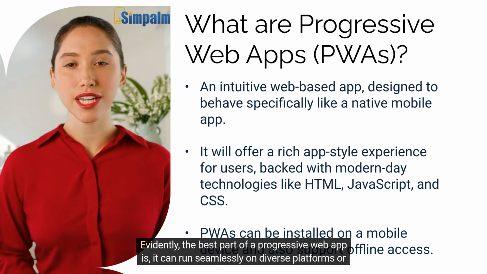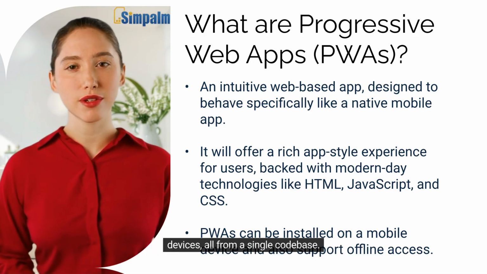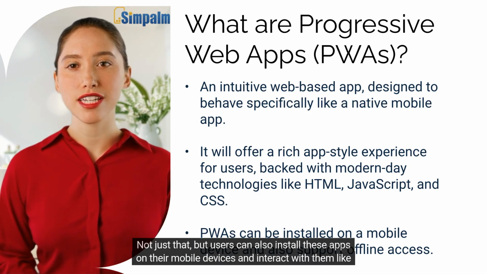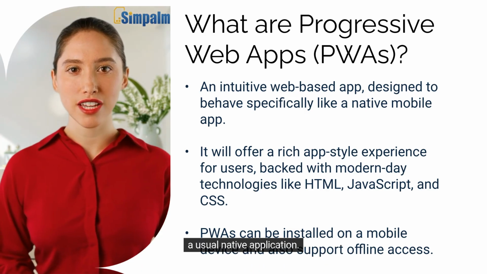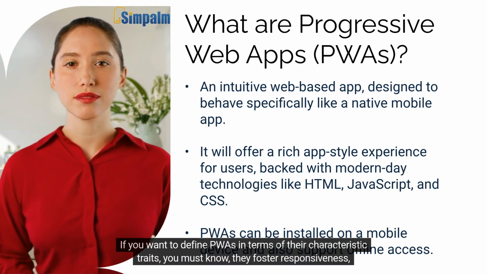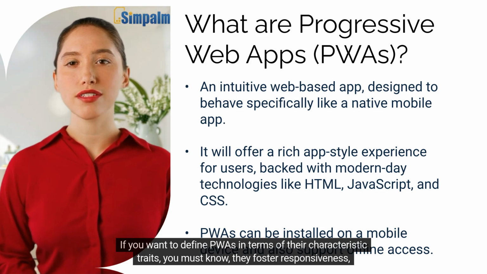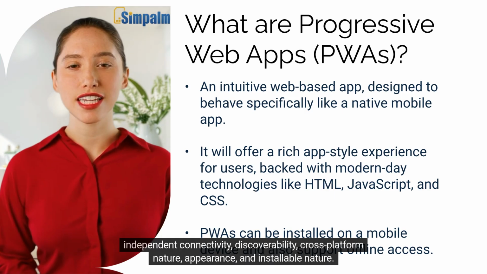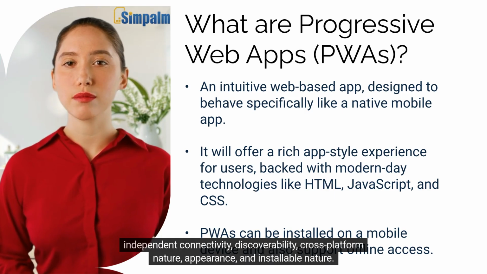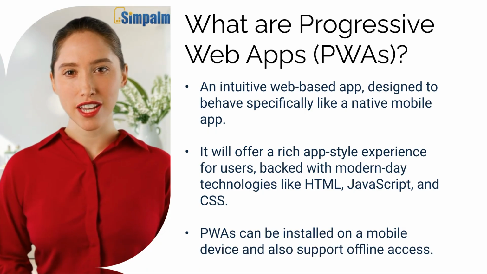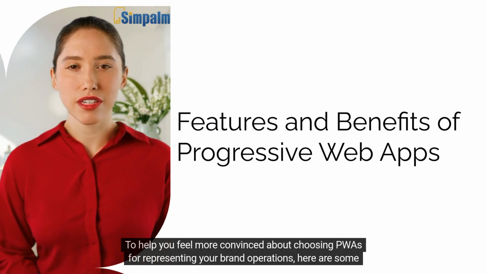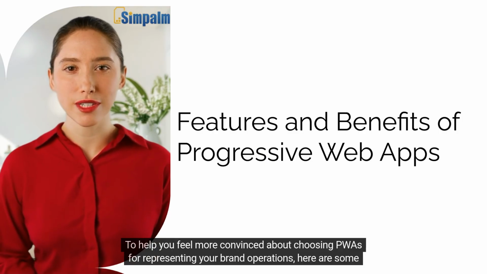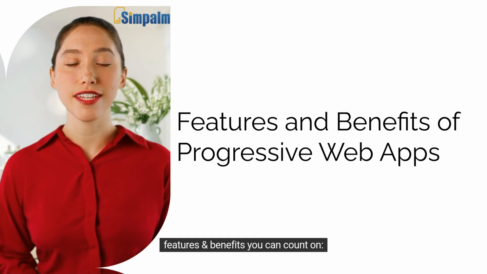Evidently, the best part of a progressive web app is it can run seamlessly on diverse platforms or devices, all from a single codebase. Not just that, but users can also install these apps on their mobile devices and interact with them like a usual native application. If you want to define PWAs in terms of their characteristic traits, you must know they foster responsiveness, independent connectivity, discoverability, cross-platform nature, appearance, and installable nature. We will briefly talk about these traits in the upcoming slides. To help you feel more convinced about choosing PWAs for representing your brand operations, here are some features and benefits you can count on.